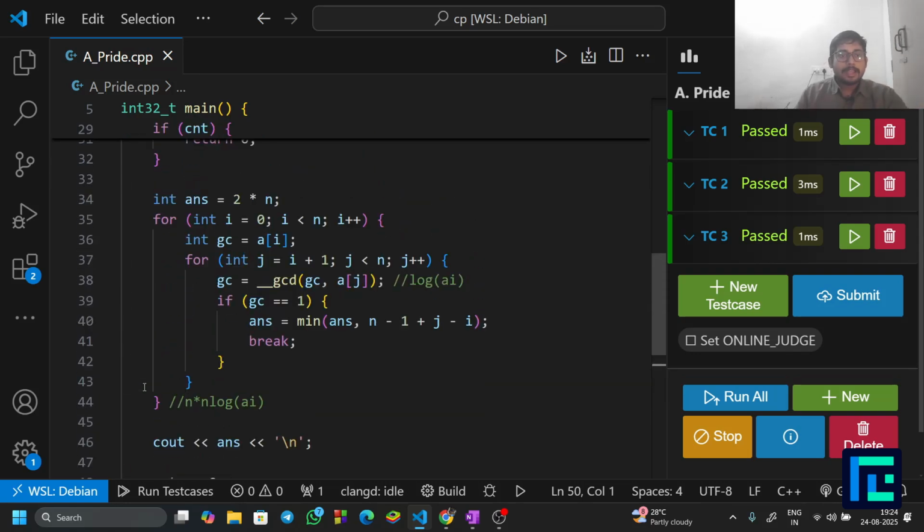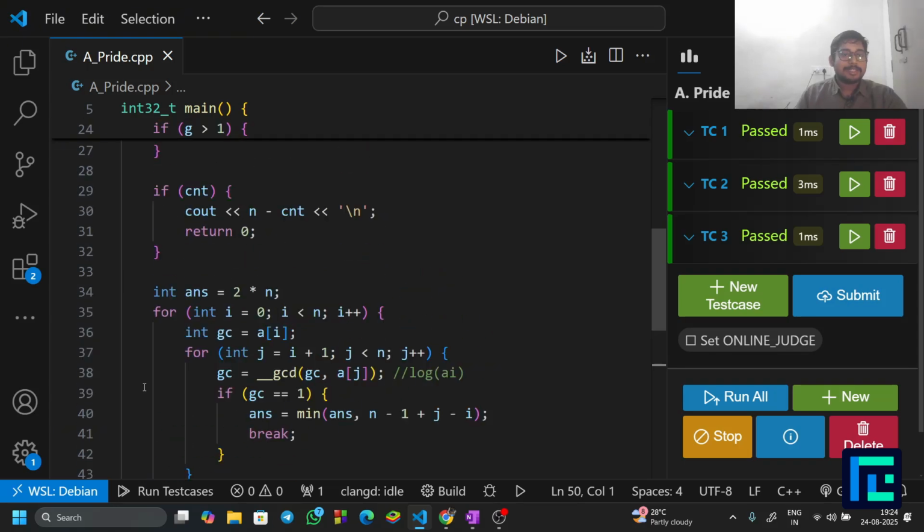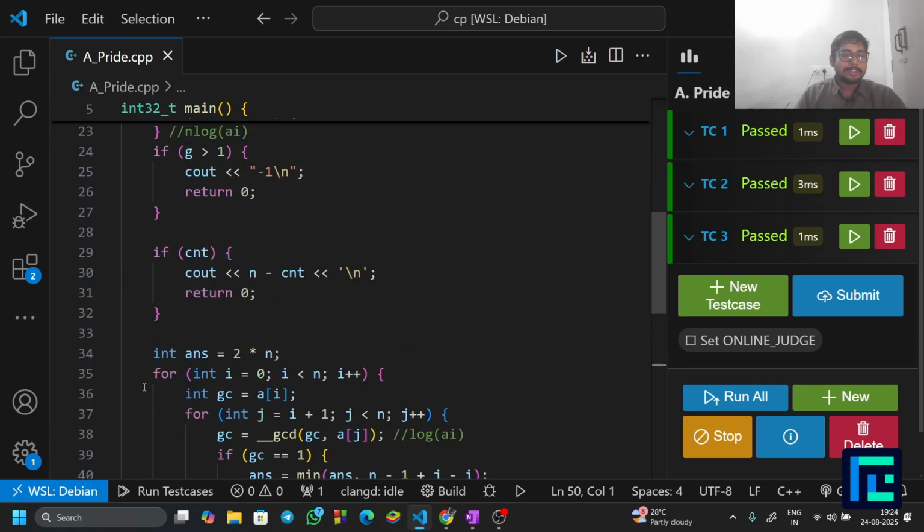So this problem was basically about understanding GCDs and number theory. If you solve more such problems, you will get the intuition of where you can use GCDs and how you can use the properties of GCD to solve problems. So it was a nice problem of number theory.